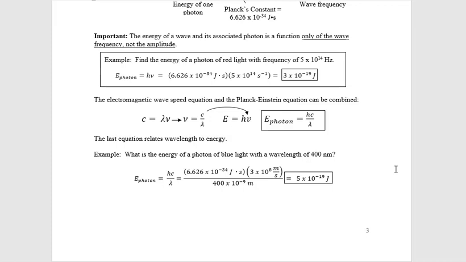Example: what is the energy of a photon of blue light with a wavelength of 400 nanometers? Well, one thing you've got to do is convert the nanometers into meters using scientific notation, because that equation requires meters. A nanometer is 10 to the minus 9th meter. So you see down there on the bottom of the equation, it's 400 times 10 to the negative 9th meters. Up on the top, you have Planck's constant and the speed of light. Those two numbers never change. And so you end up with the energy of the photon of 5 times 10 to the negative 19th joules.